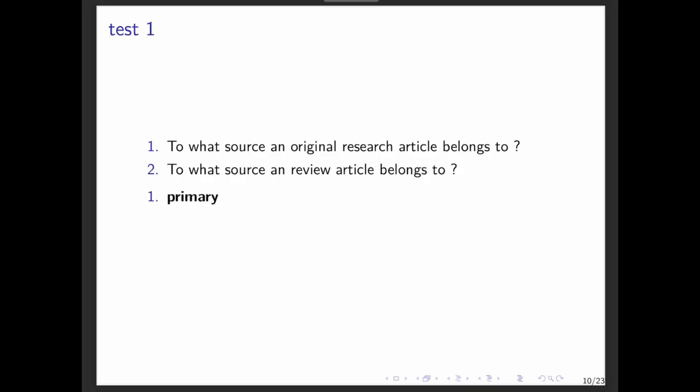Second question: to what source does a review article belong? Again, pause the video, think about it, and write down your answer. The correct answer is a secondary source.